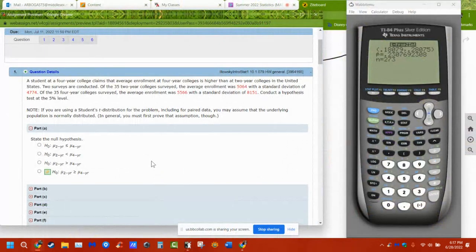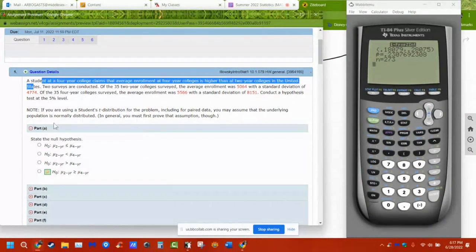Bye-bye. It's okay. Okay. So in these, the biggest thing to make sure that you do is that you realize which one they're putting first. So here they talk about four-year colleges and all that information, and then they put four-year colleges on this side. So you've probably written all the information down with four-year colleges first and then two-year colleges, and then you realize you have it backwards.